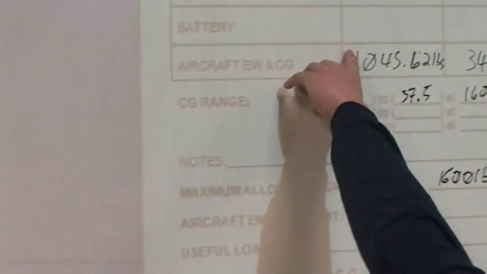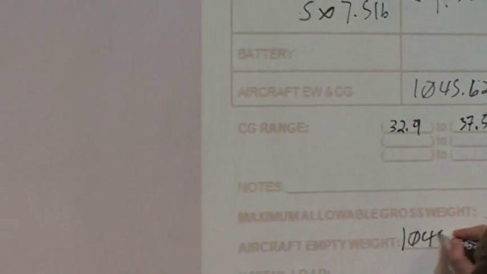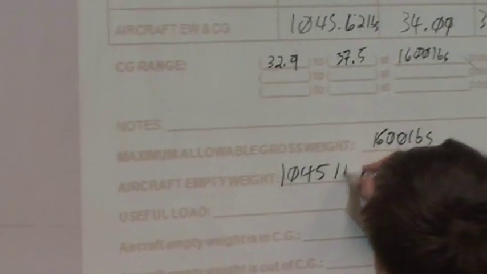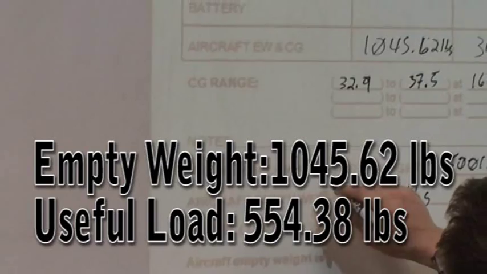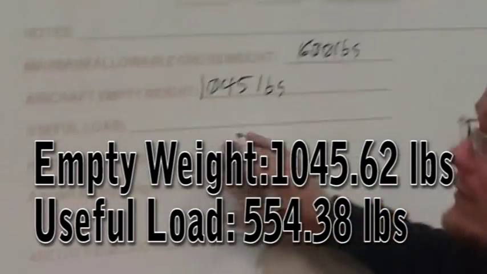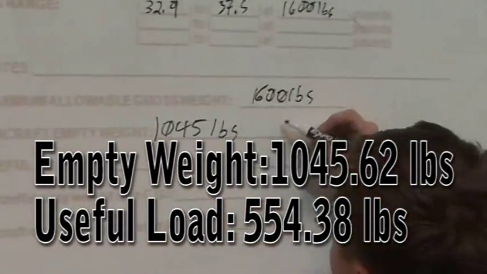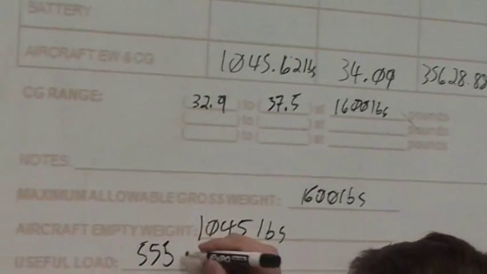You had your empty weight. Our empty weight, which is right here, came out to 1,045 pounds. And to get our useful load, we subtract our empty weight from our maximum allowable gross weight. So we subtracted 1,045 from 1,600 pounds, and we get 555 pounds.